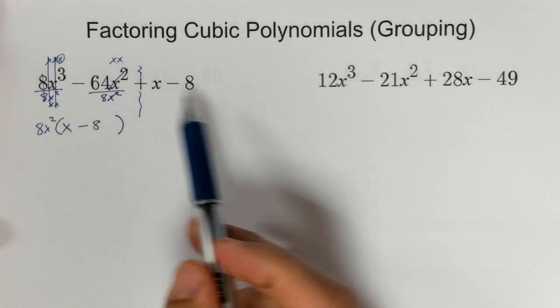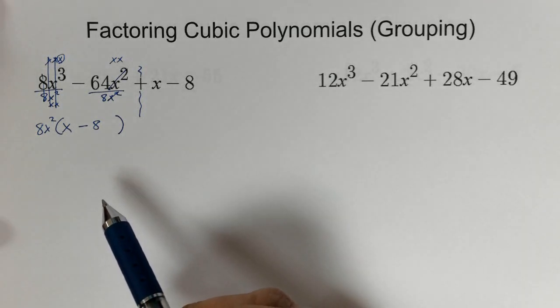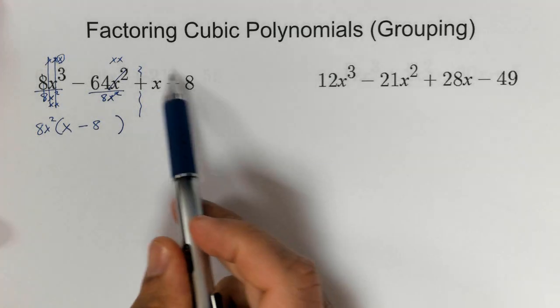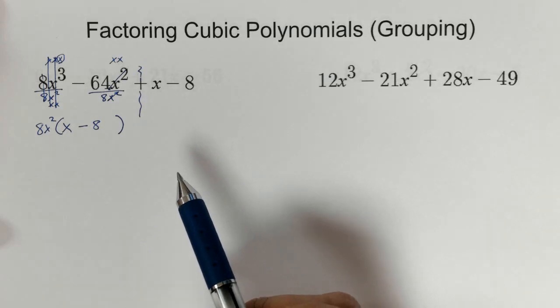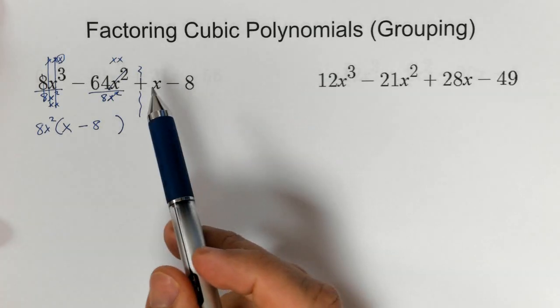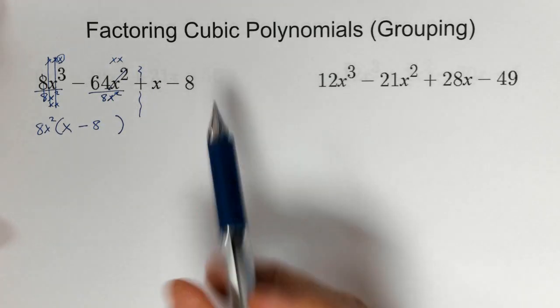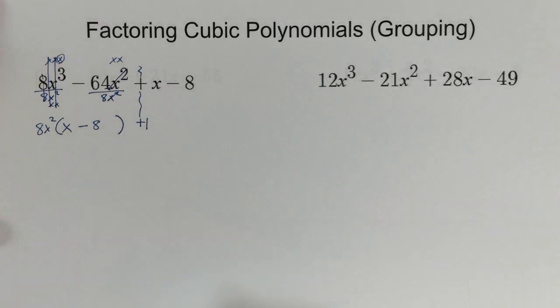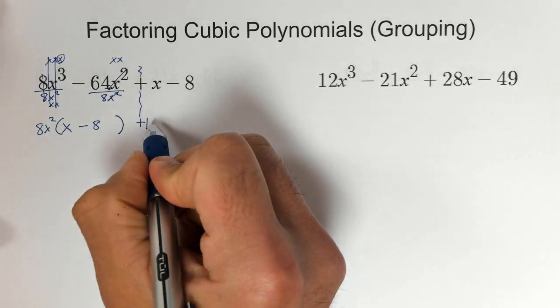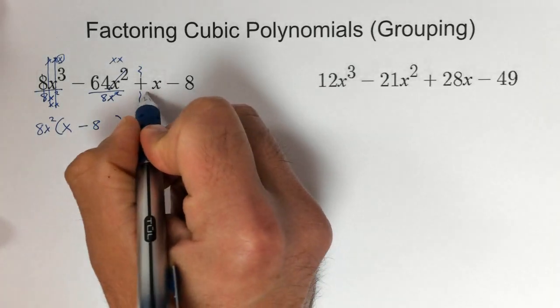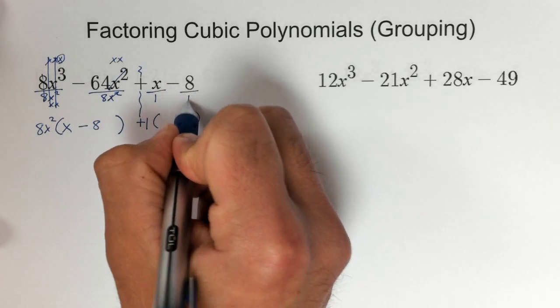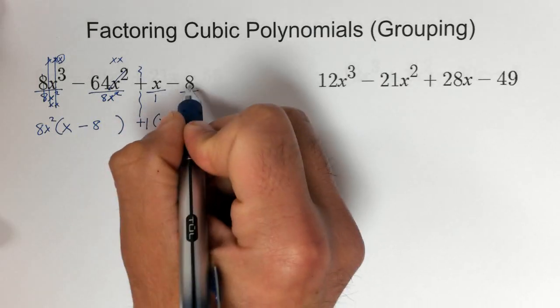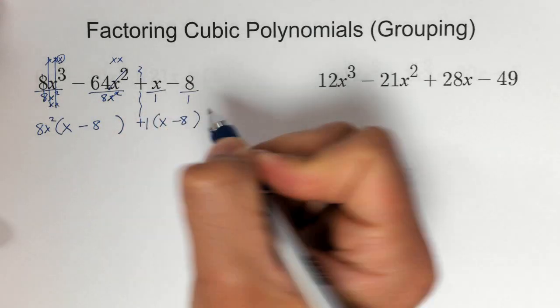On the right side, what are they both divisible by? I want to factor out a term from both of these. Now, since they're not both divisible by anything like 2, 4, 6, or 8, I'm going to factor out a positive 1 because everything's divisible by 1. If I factor out a 1, I'm just going to divide both terms by positive 1. x divided by 1 is just x, and 8 divided by 1 is just negative 8.